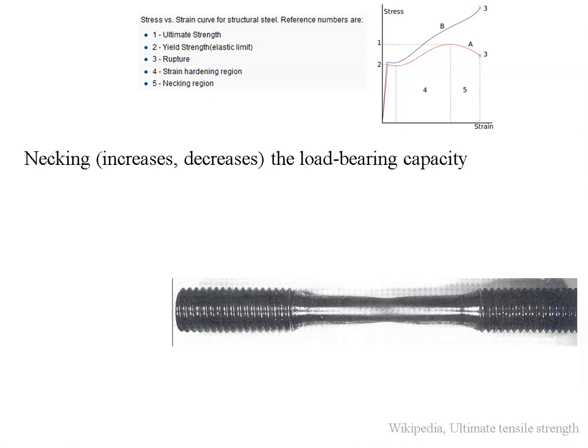Let's take a look at the stress versus strain curve for steel. Let's look at the red curve for now. Once you see necking begin to appear, what do you think is going to happen to the load-bearing capacity of the sample?